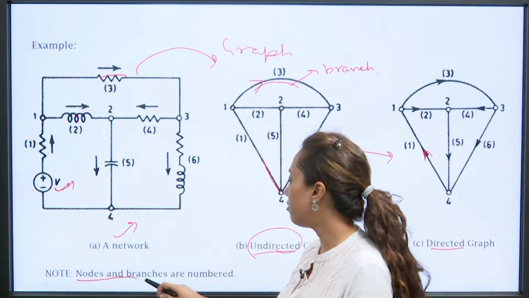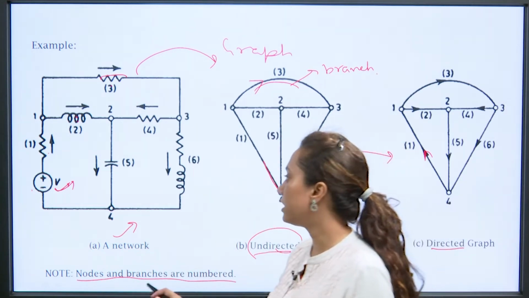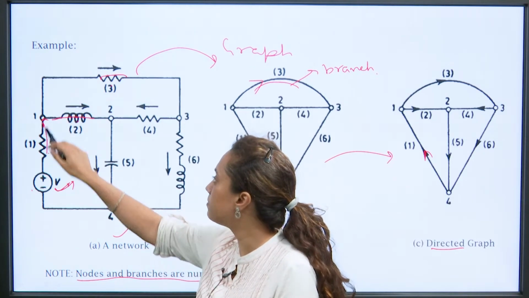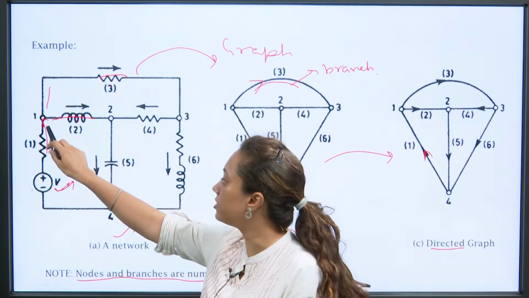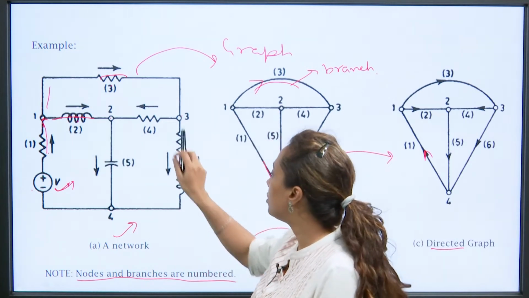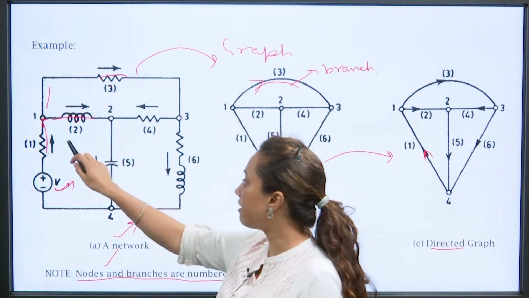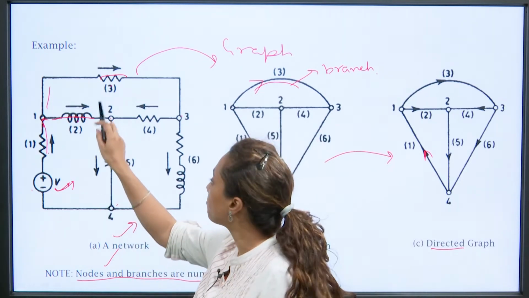We just give a number to all the nodes and the branches. See, this is a node because it is connecting this branch and this branch. It is the connection of 3 branches, so it is node number 1, 2, 3 and 4. In this way we number the nodes, and in a similar fashion we number the branches also.